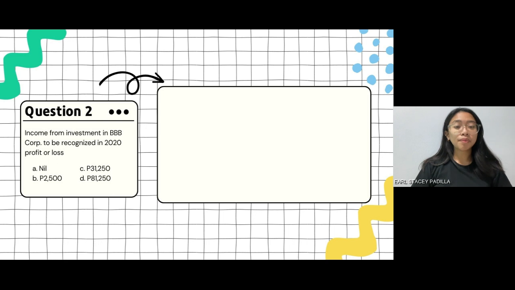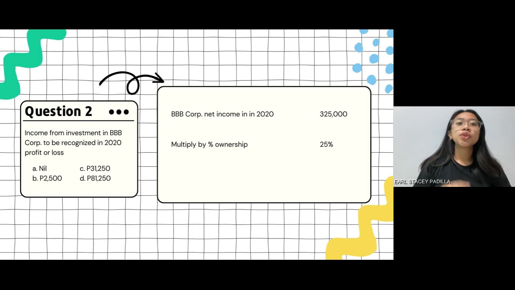For the second problem, we are now to get the investment income of Maykawayan Incorporated in BBB Corporation. Compared to the previous problem, this time the company acquired 25% ownership, consequently having significant influence, which means the equity method is used.